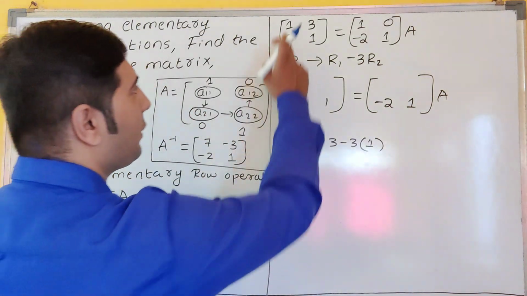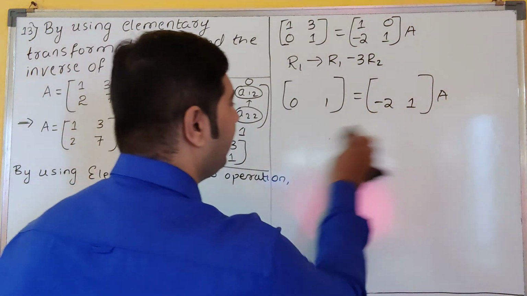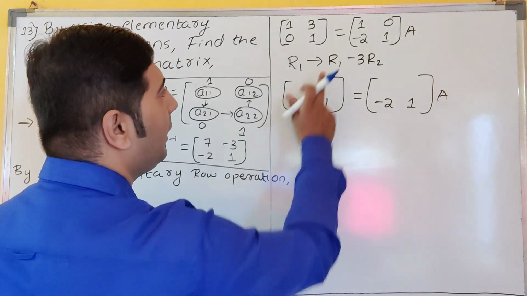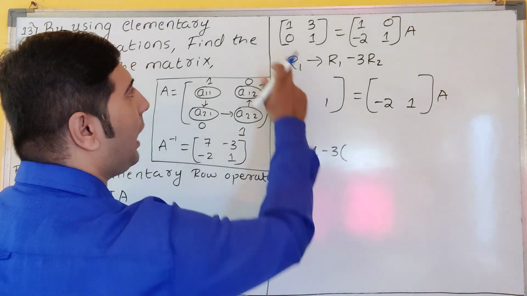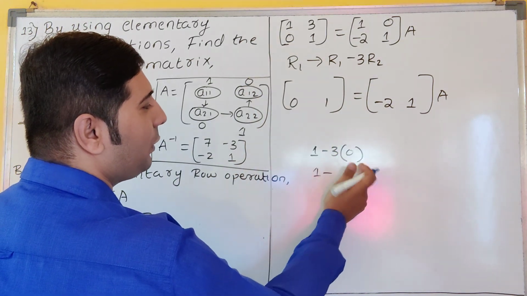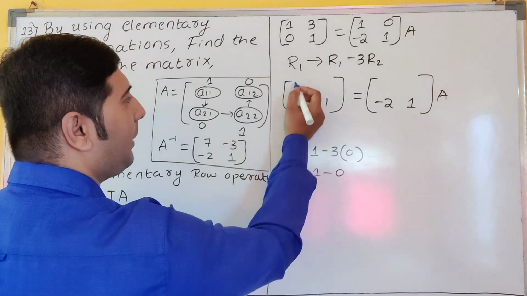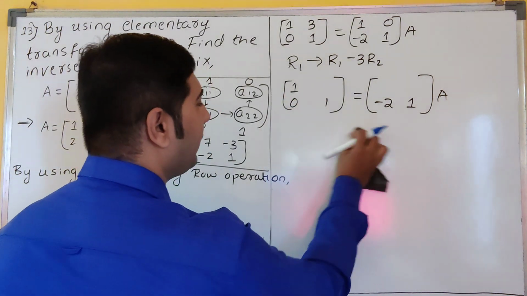So now see, first one. First one, I will erase this. So now see, first one is what? R1 is how much? 1, -3 into R2. R2 is how much? 0. 1 minus 3 into 0. 0, 1 minus 0 is how much? 1, dear students. Clear? So first we got it. Next you see.